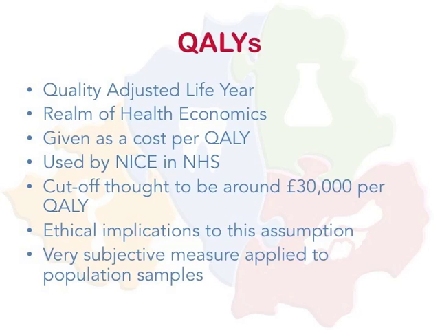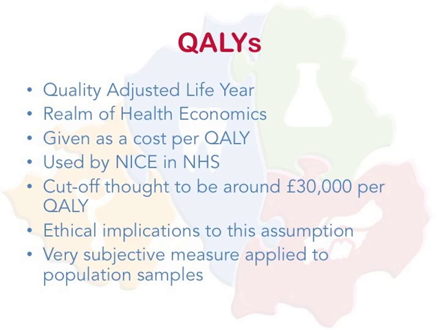So QALYs, or quality adjusted life years, are from the realm of health economics. And as I've mentioned, there's a good book recommendation at the end of this talk. A quality adjusted life year is a way of measuring quality of life. So you can then get your measure of quality of life and divide the cost into it in order to receive a cost per QALY. They're used in the National Health Service by NICE, the National Institute for Clinical Excellence, and the cut-off point is thought to be around £30,000 per QALY.